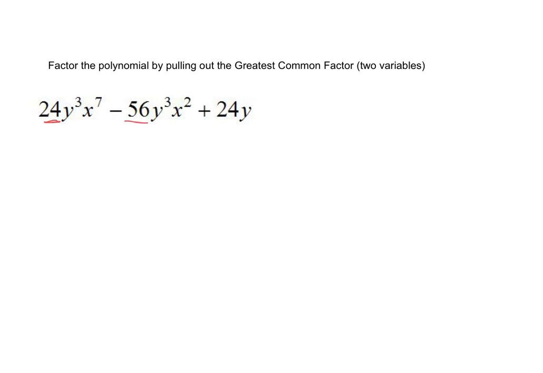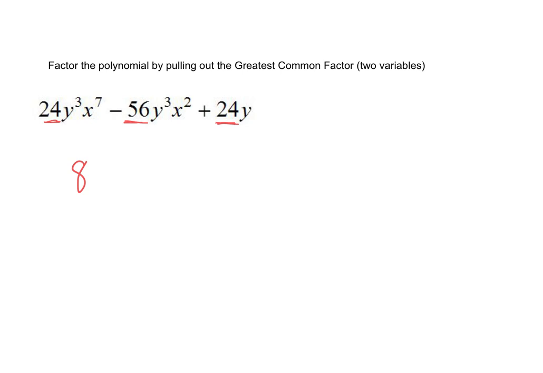So I have 24, 56, and 24. So I want to see what would be the biggest factor for these. And I think that it could possibly be 8 because I know that 24 can be divided by 8. I know that 56 could be divided by 8, so that's going to work. So I'm going to factor out a number 8.